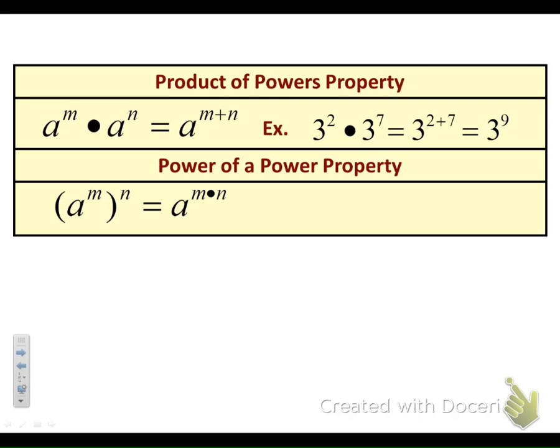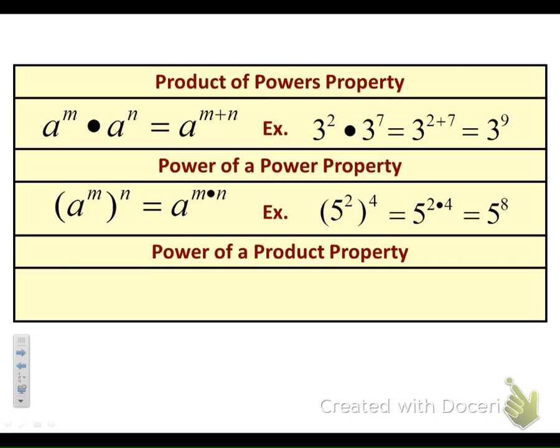Power of a power property is if you have a to the m raised to another power, that's when we're multiplying. So for example, if you have 5 squared raised to the 4th power, that means we have 5 to the 2 times 4 power, which would be 5 to the 8th. A lot of you guys on your pretest did that successfully.